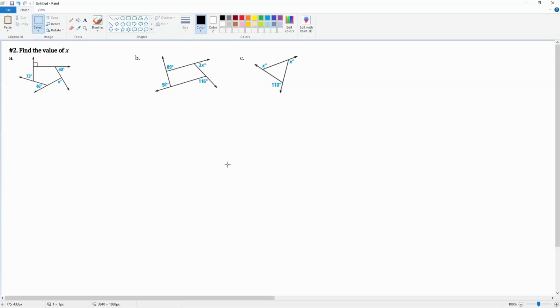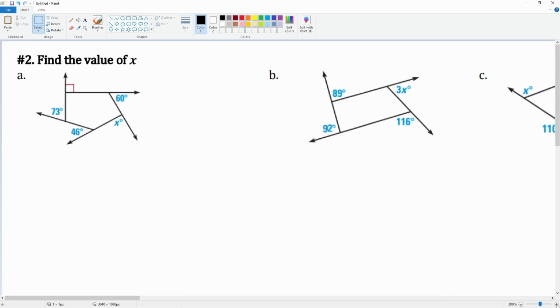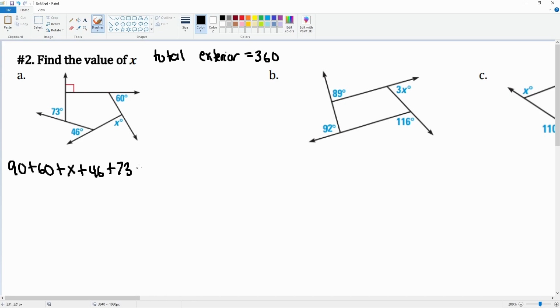Okay, this is number 2. Notice that these are dealing with all the exterior angles, but there's no calculation here because the idea is that the total exterior will always have to add up to 360 degrees. That is always true. All right, so you can set up this equation: 90 plus 60 plus x plus 46 plus 73 is equal to 360 degrees.